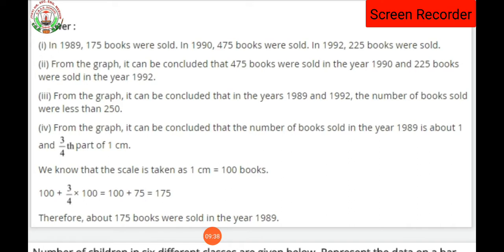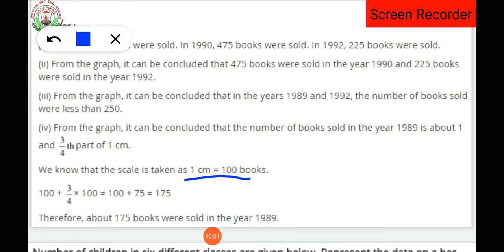Then question 4 of the second. From the graph it can be concluded that the number of books sold in the year 1989 is about 1 and 3/4 part of 1 centimeter. We know that the scale is taken as 1 centimeter equals 100 books. So here we have to show the unit that is being given.